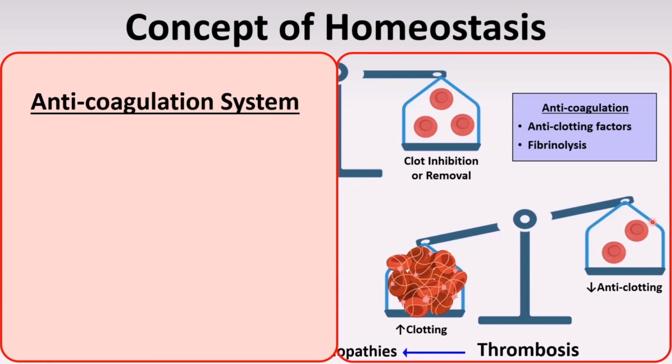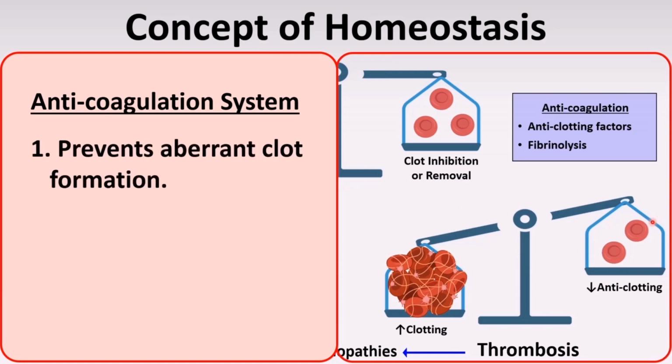Essentially, the anticoagulation system serves two main purposes. The first is to prevent aberrant clot formation, because we want to make sure that clot only forms at the right site and at the right time. If clots are allowed to form anywhere and everywhere, thrombosis may happen, and that may result in the narrowing of our blood vessels. And you can imagine that is going to be catastrophic.